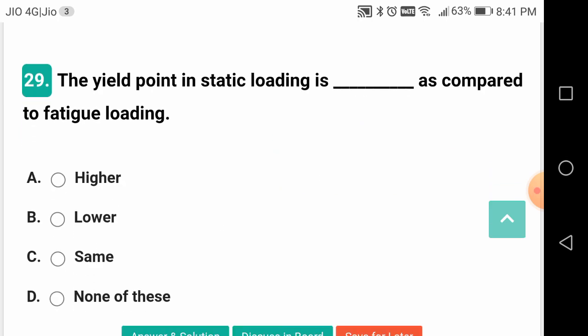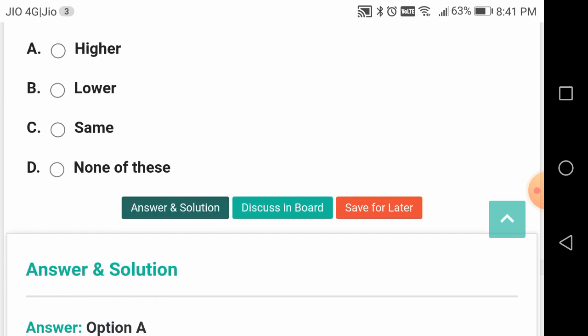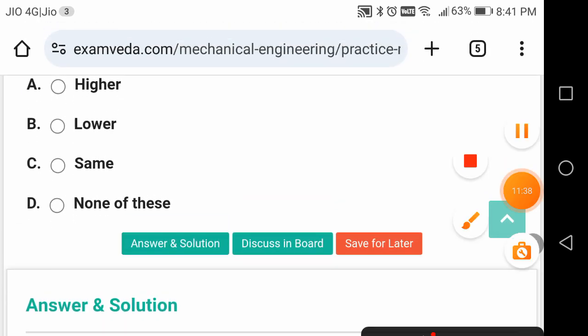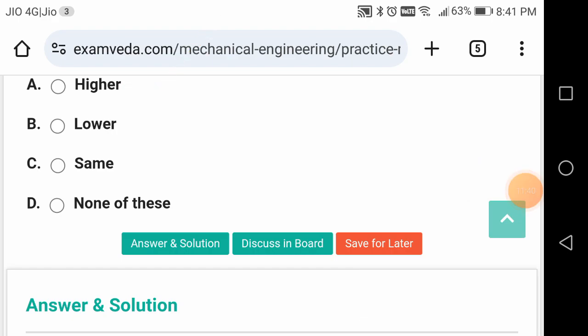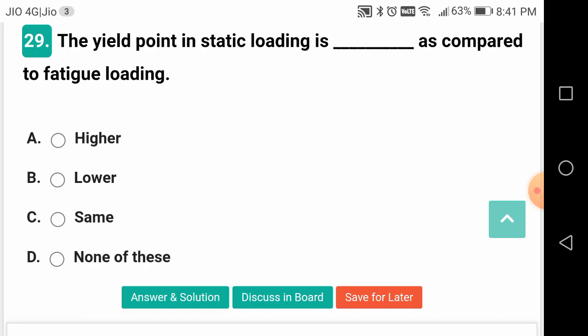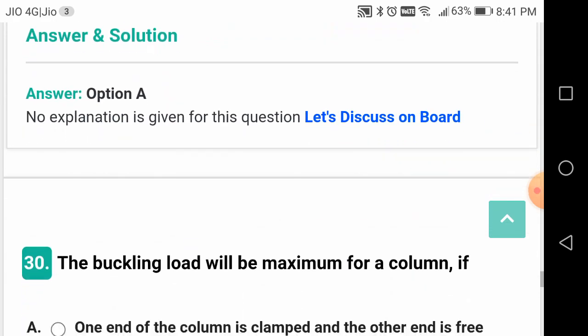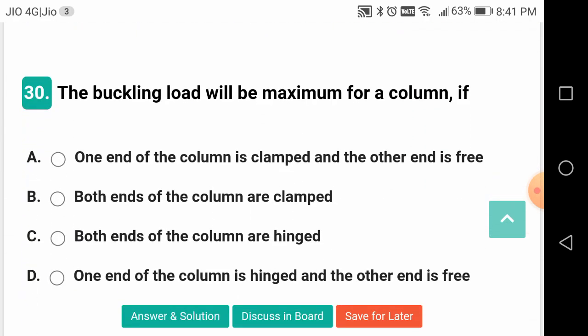The yield point in static loading is always higher than in dynamic loading. What is static loading? What is dynamic loading? Static loading is when the parts are not rotating. Dynamic loading is the load acting on a rotating member when it is rotating. That's called your dynamic loading, the load they are subject to while in service.